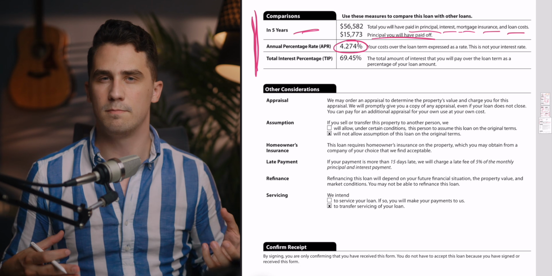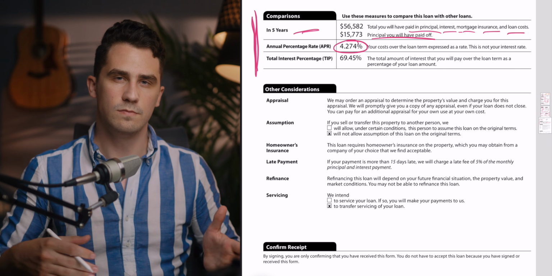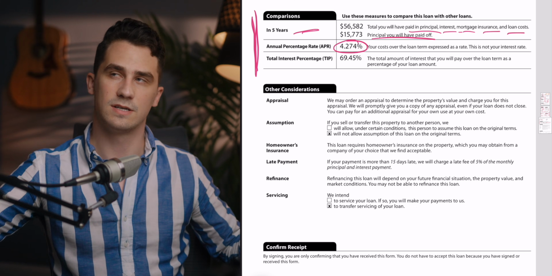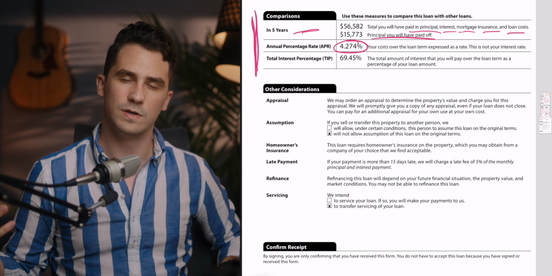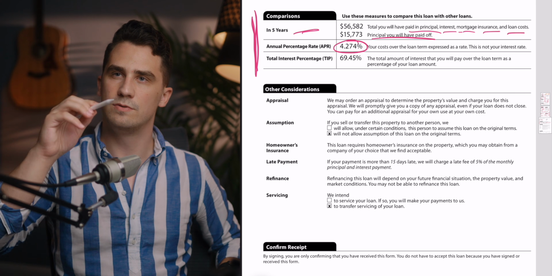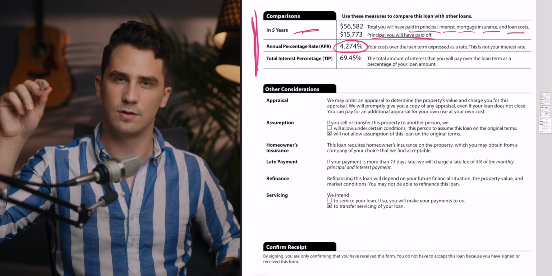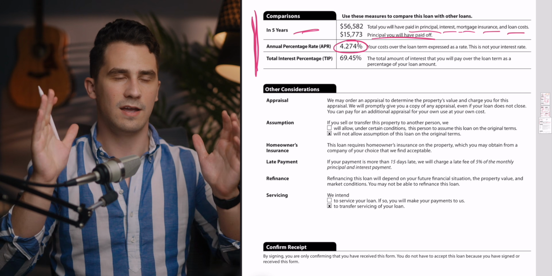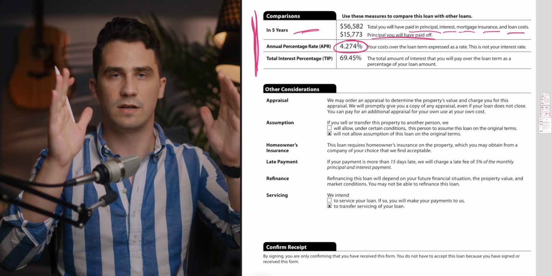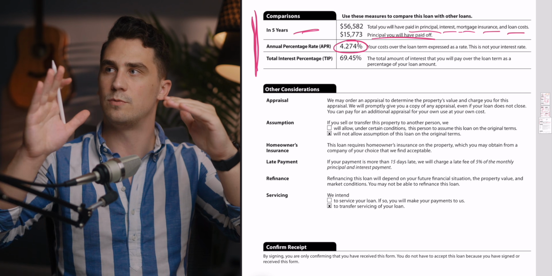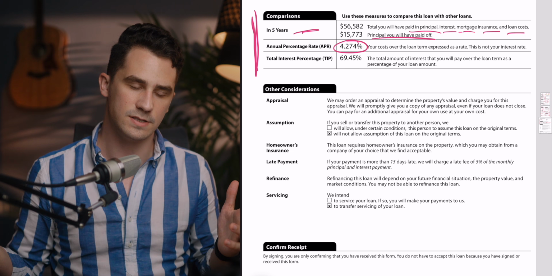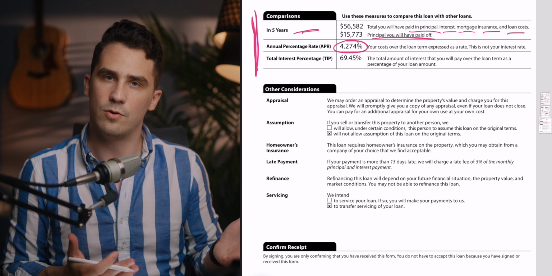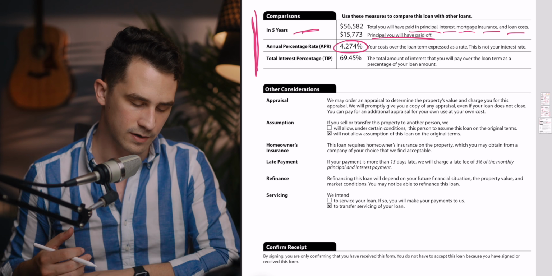APR is an okay metric to compare loans, but it assumes that we're carrying the loan for 30 years because it's only looking towards the very end of the loan. What can be a difficult measure about this is that loans actually change in their cost over time. In the beginning 10 years, you might find one loan is cheaper, but in the following 20, another loan is cheaper. APR doesn't take that into account. So it's an okay metric, but don't just solely rely on APR.